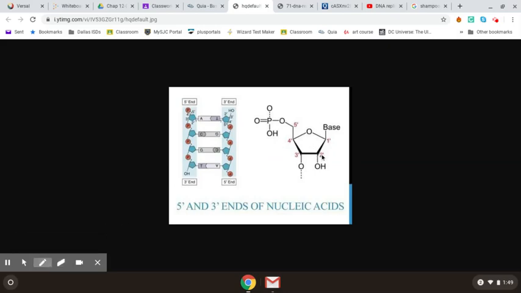This is the number 2 carbon. This is the number 3 carbon. Here's the number 4 carbon, and here's the 5 carbon, right? So we call them prime. So this is the 1 prime, 2 prime, 3 prime, 4 prime, 5 prime carbon.